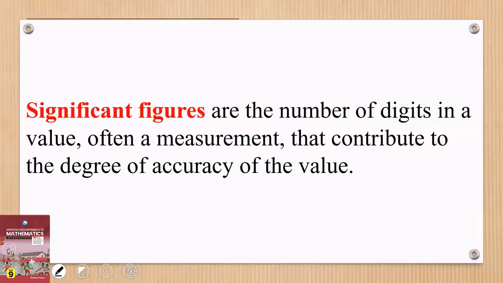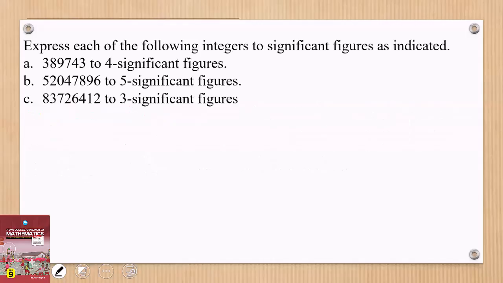We learned from our previous lesson, if you could remember, that is in book 8, that significant figures are the number of digits in a value. Normally, we make reference to measurements that contribute to the degree of accuracy of the value. And remember, we did a series of examples in book 8. Now, here we want to recap on what we learned about significant figures. We will do the same thing about decimal places.